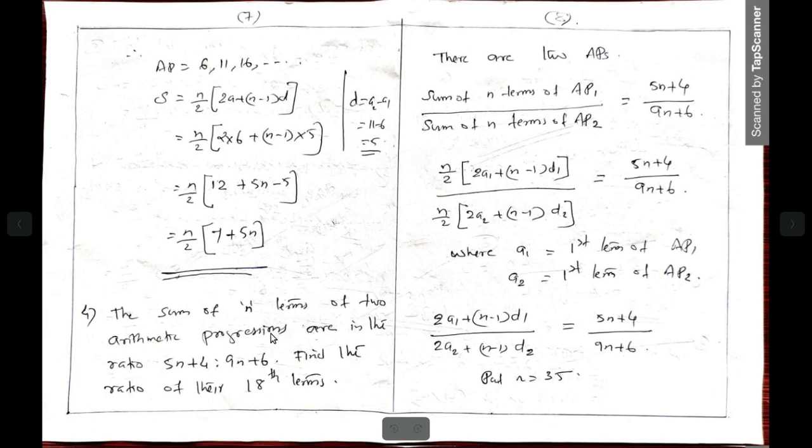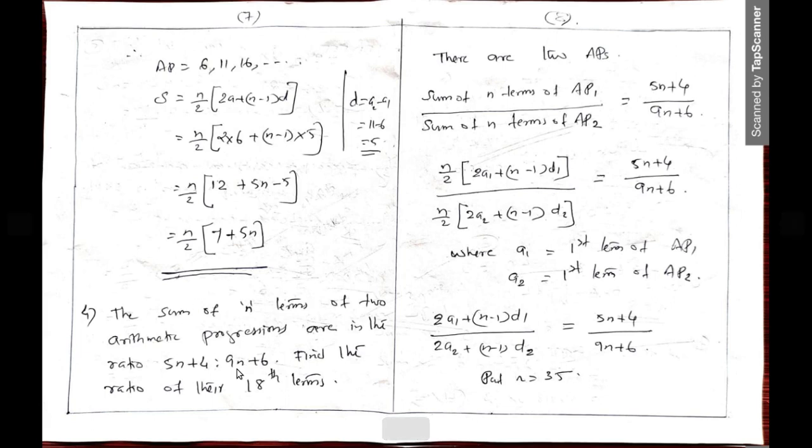Ratio means what? A is to B. A ratio between A and B means A is to B, that is A by B. So the sum of n terms of the two arithmetic progressions means the sum of the first AP divided by the sum of the second AP, or the sum of n terms of the first AP is to the sum of n terms of the second AP, which means the sum of n terms of AP1 divided by the sum of n terms of AP2. And this ratio is given as what?